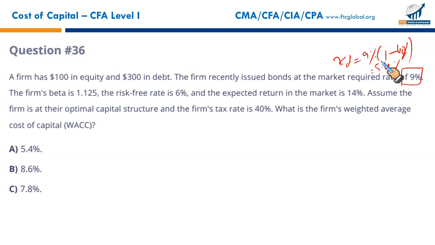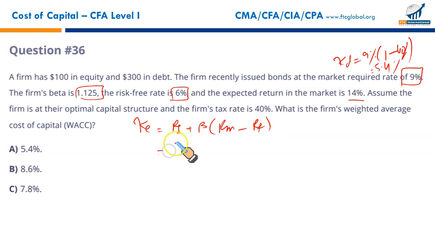For equity, we have been given the ingredients. We have been given the risk-free rate, beta, and return on the market, and that's what you need for the CAPM, the capital asset pricing model. Cost of equity is equal to risk-free rate plus beta times the return on the market minus risk-free rate. Risk-free rate is 6%, beta is 1.125, expected return on the market is 14. If you simplify this, 14 less 6 times 1.125 plus 6 gives you 15%.